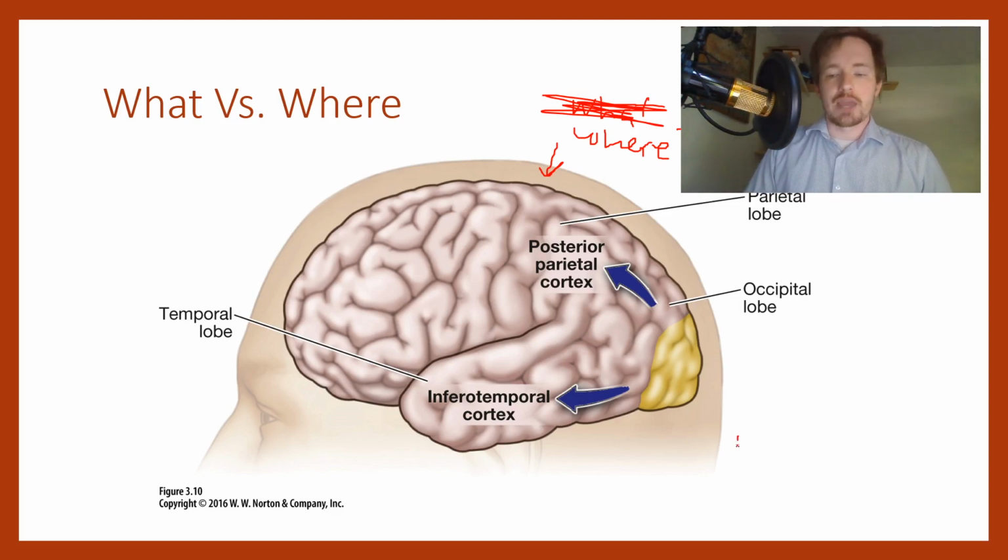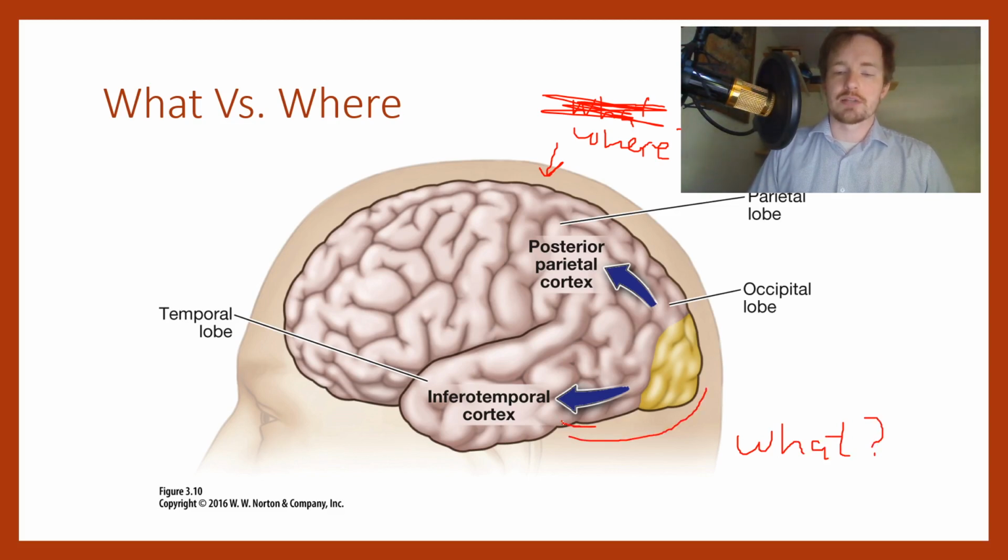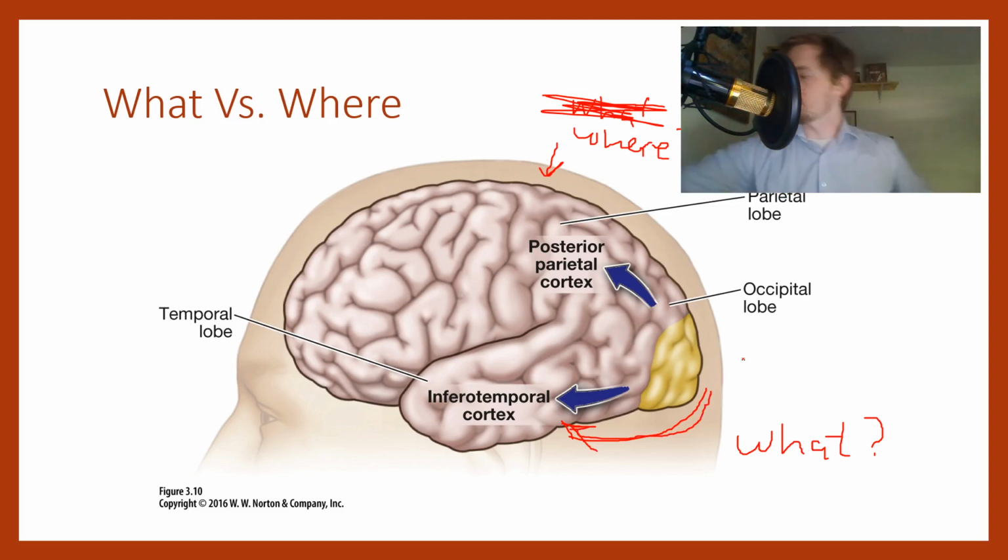Down here is where we have what it is that we are seeing. So that is going to go from here down this way into the temporal lobe, onto a specific structure called the inferotemporal cortex. So you can think about it like this. If you were to look at this, for example, what's going on in your brain is you are recognizing what it is, and that's handled by one part of your brain. And you're also recognizing where it is in relation to you and in relation to me. And that is being handled in a different part of the brain.